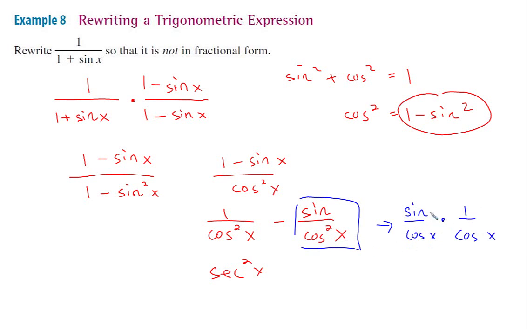Well, what's sine over cosine? Sine over cosine gives us tangent x. And then 1 over cosine, the reciprocal, gives me secant x. Okay? And then we've written the problem now so that it's not in fraction form. So you can just leave the answer like this. If you wanted to, you could factor out the secant x, but you really don't have to, because we've accomplished what we wanted. It's basically write it so that it's not a fraction anymore.